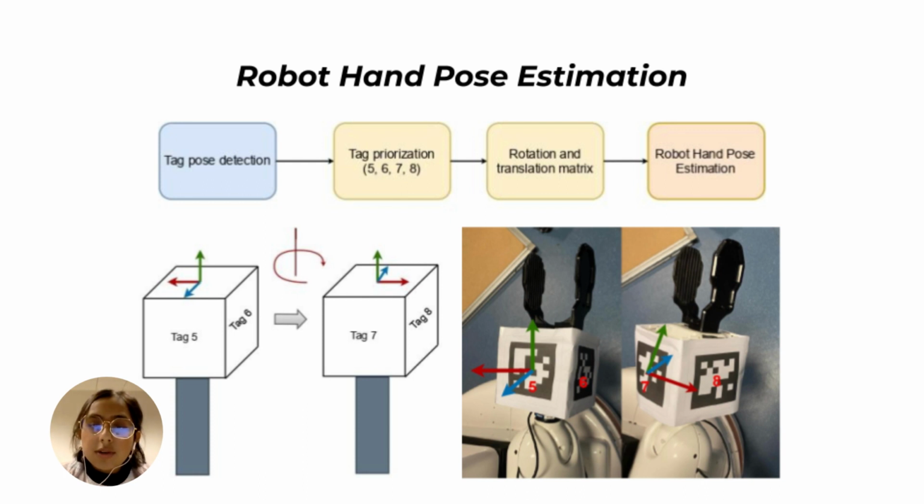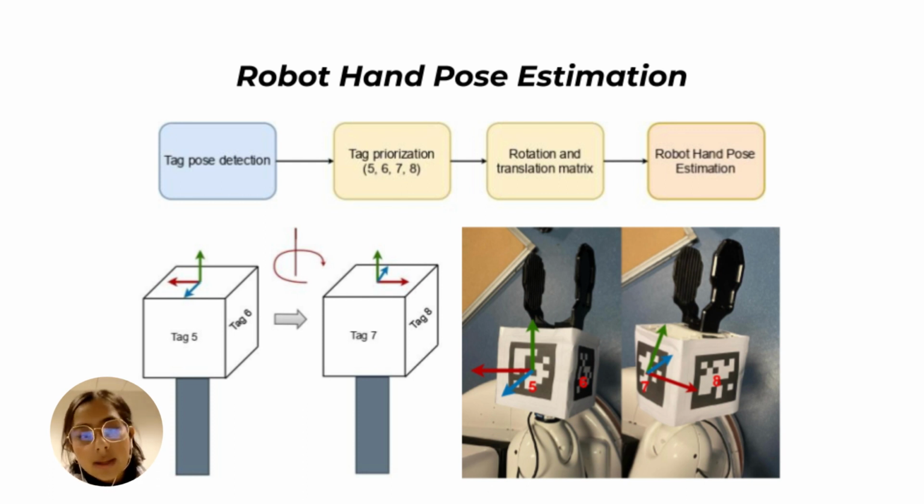The next stage consists of the estimation of the robot hand pose. During this stage, a square was constructed around the hand. So according to which tag is detected, that will be the orientation that the hand will have in the algorithm. If tag 5 is detected, the orientation will be the one shown in the image, but if tag 7 is detected, the orientation will change. This will allow us to make a good prediction of the robot hand position and orientation.